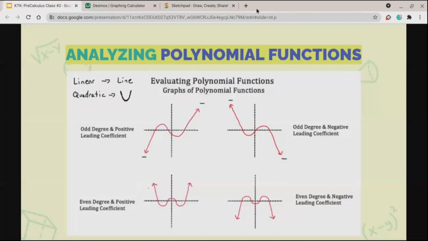So this is very, very important to remember when you're analyzing polynomial functions, and it can help you identify a function really quickly. So let's go ahead and move on.